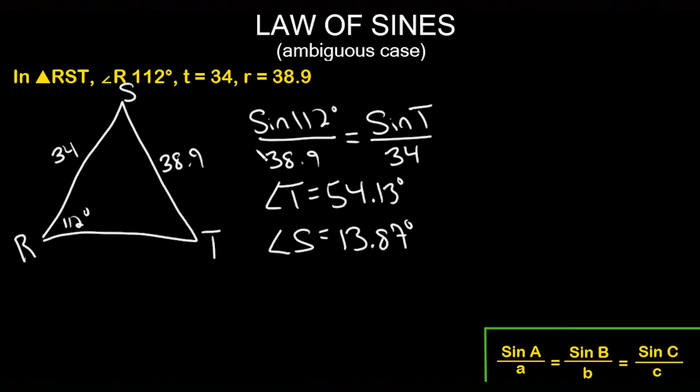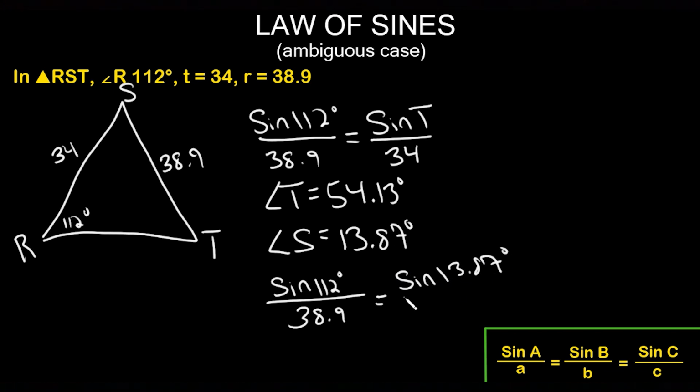I'm going to use the same ratio that I used at the beginning, right? So I'm going to say here sine of 112 degrees all over 38.9 equal to sine of 13.87 degrees. So sine of 13.87 degrees all over side S. That's what we're trying to find, okay? So in your calculator, you're going to do sine of 112 divided by 38.9, okay? We get our answer. Then in our calculator, we're going to do sine of 13.87, okay?